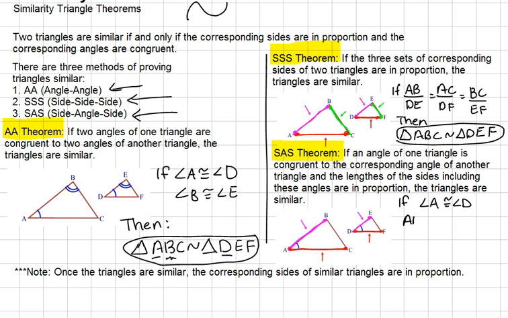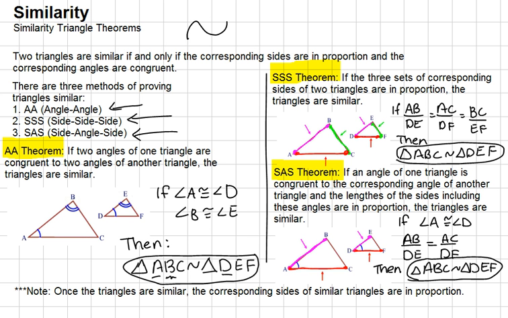So AB corresponds with side DE. That needs to equal AC over DF. And notice that where our angle is, it's in between the two sides. So that's why it's called side angle side. The angle has to be in the middle of these two sides. So therefore we can write our similarity statement. Then triangle ABC is similar to triangle DEF. Once again, we want to make sure everything corresponds and relates.